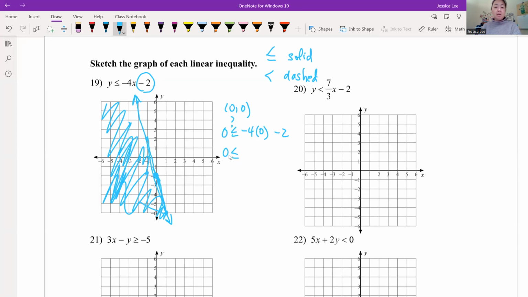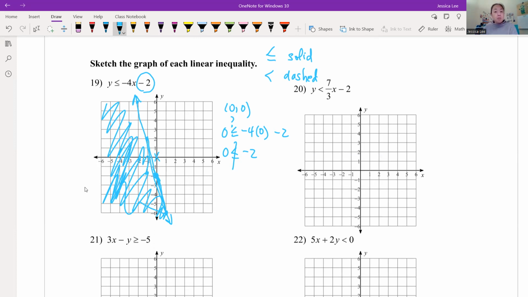So 0 is less than or equal to negative 4 times 0, which is 0. 0 minus 2 is just negative 2. Is 0 less than or equal to negative 2? No, 0 is not less than that, right? It does not work. And we knew that 0, 0 is not going to be a solution. So if we know that 0, 0 is not a solution, where are all the solutions? On the other side, so that would be over here on this side.